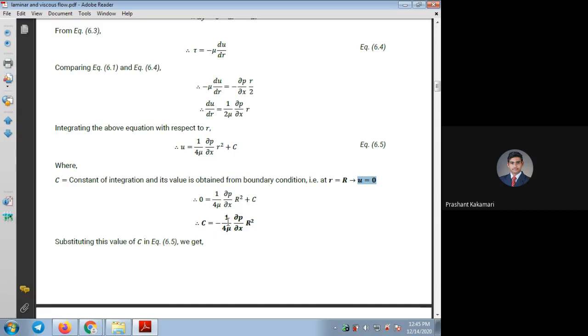So with that minus term, velocity will be 0. If velocity has some other value, this constant will be different from this equation. So this equation is found at the wall of the pipe. At the wall of the pipe, velocity is 0 and small r is capital R.